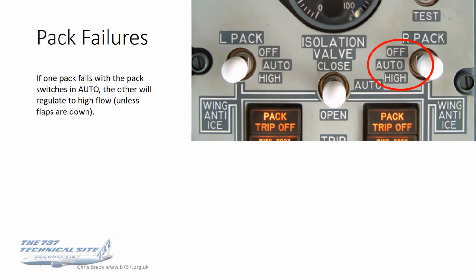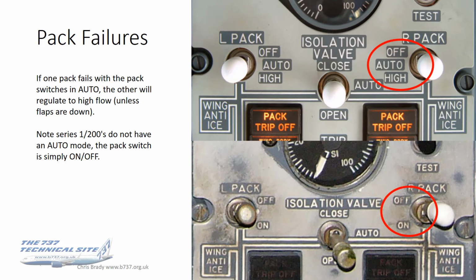Okay, quick word about pack failures. If one pack fails with the pack switches in auto, then the other pack will regulate to high flow. That is, unless the flaps are down. The system assumes that when the flaps are down, you need maximum performance, so it doesn't want to erode that performance by kicking a pack into high flow. The originals, the 1200 series, they didn't have an auto mode. The pack switches were simply on off, so that function that I just described wasn't there with the originals.